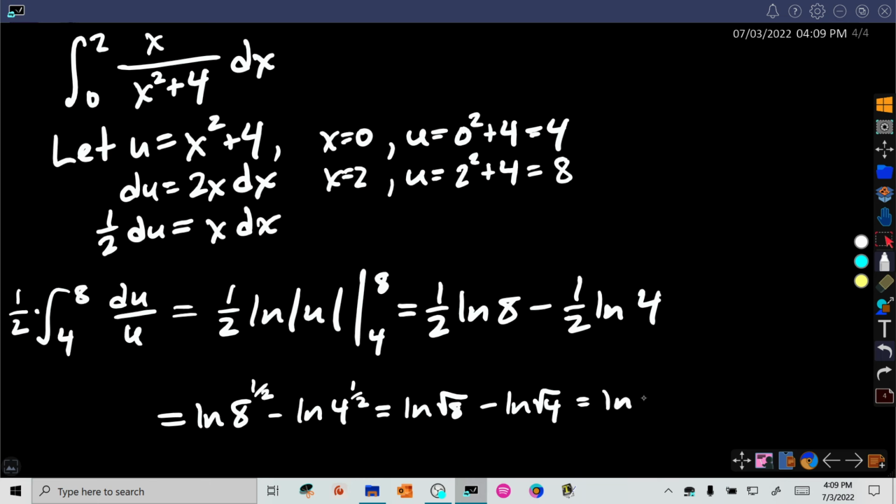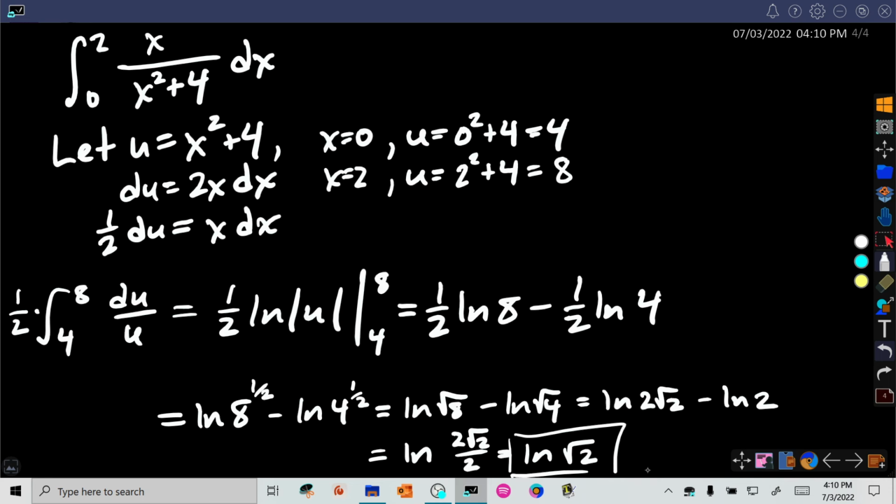So again, I'm kind of going a little ham with this one. You don't have to go this far, but just for the sake of practice, I think it's good. This is going to be minus natural log of 2. And using the properties of logarithms here, because we're subtracting, that is the same thing as the natural log of 2 root 2 over 2, which is the same thing as the natural log of just root 2. Boom, there it is. So if you punch this into Wolfram Alpha, you should get the exact same thing up above. Kind of nice.